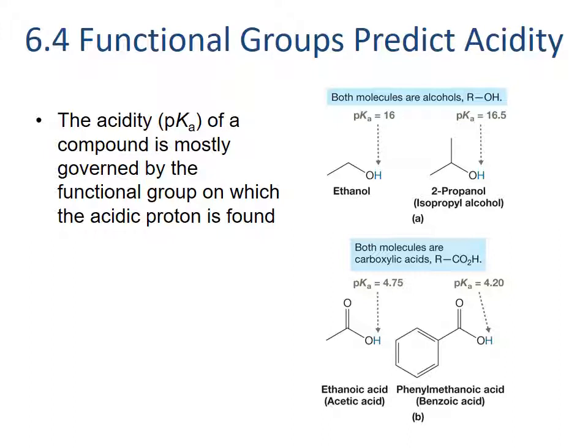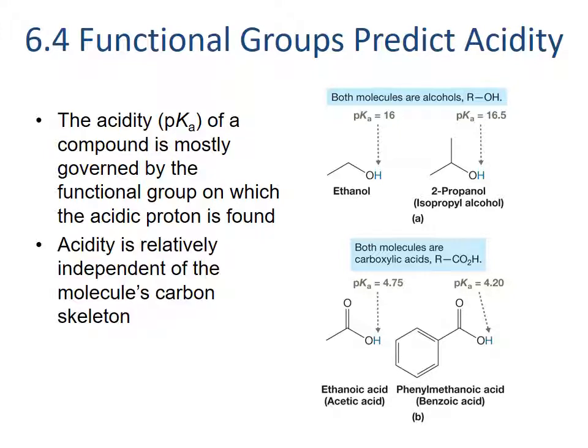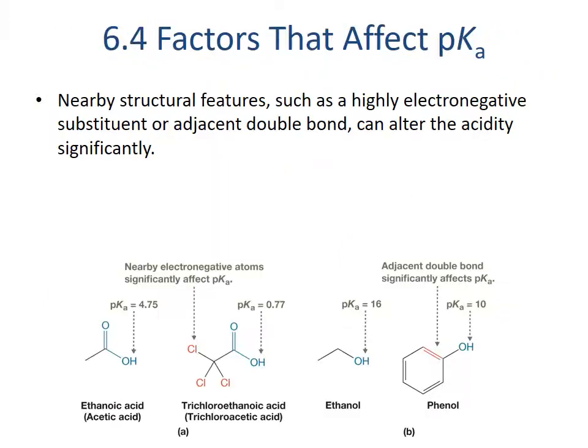We can fairly easily give an estimate of the pKa of any proton based on the functional group of which it is part. Even though the skeleton might change, the acidity still tends to be fairly consistent. So you can see in the examples on the right, we have ethanol and isopropyl alcohol, both alcohols with similar pKa's. Similarly, acetic acid and benzoic acid both have similar pKa's and are both carboxylic acids.